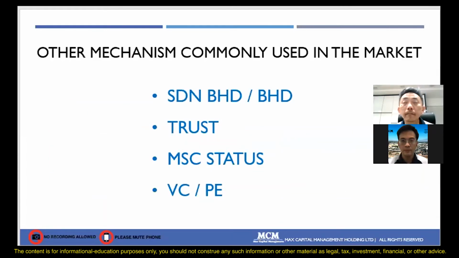And okay, so some of the other mechanisms. Today I touched on three things, right? Basically the ECF, the corporate, and also the LLP. And that is not all actually. Basically in the market, there are so many ways or mechanisms that are commonly used. But today I just want to explain a little bit on how MCM uses the mechanisms to the benefit of the investors. Outside that, we can use Sundram Mahat, you can use Berhad, you also can use Trust, and there are some companies with MSC status. They're also allowed to raise funds, and you also can work with a VC or PE, a private equity company.